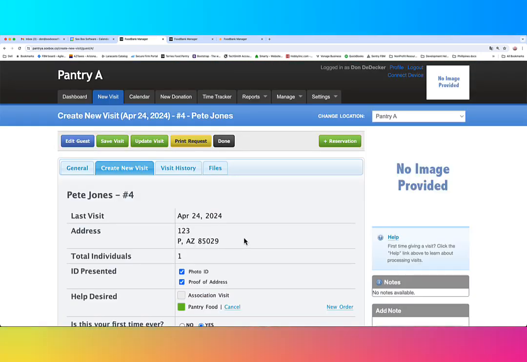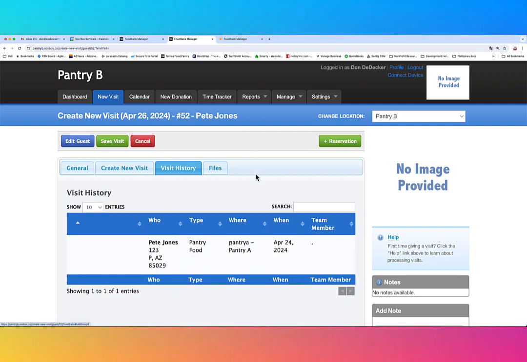123 P AZ 85029. Yeah, absolutely. Those match. So that's why we're seeing it. And that's how it works. So that's why A, you're not sharing data. B, you're not getting in anyone else's database. All you're doing is, because you've agreed to share association visits, you're allowed to look at the table as part of the system and then see if there's been any visits.